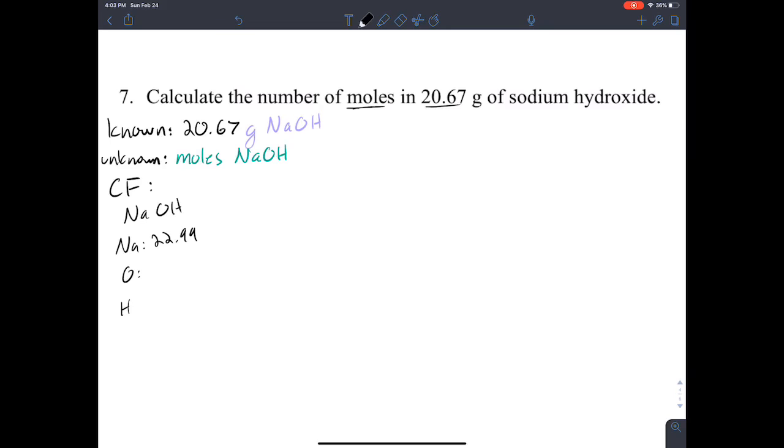22.99. When I say numbers, I mean the multiples. It would just be one for each one. For oxygen, I'll do 15.99. You could do 16. You'll get the same thing. Okay, add these all up, and I'm going to get 39.99 grams per mole. And every time we see that grams per mole, we are happy because that's an automatic conversion factor. So I'll set up that conversion factor here.